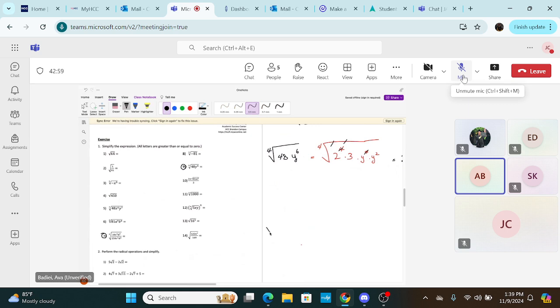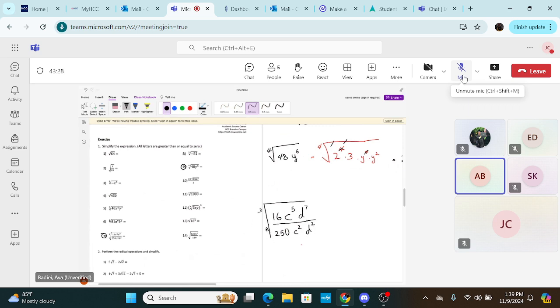So first thing first, we have a cube root, 16 c to power 5, d to power 7, and here I have 250 c squared and d squared.